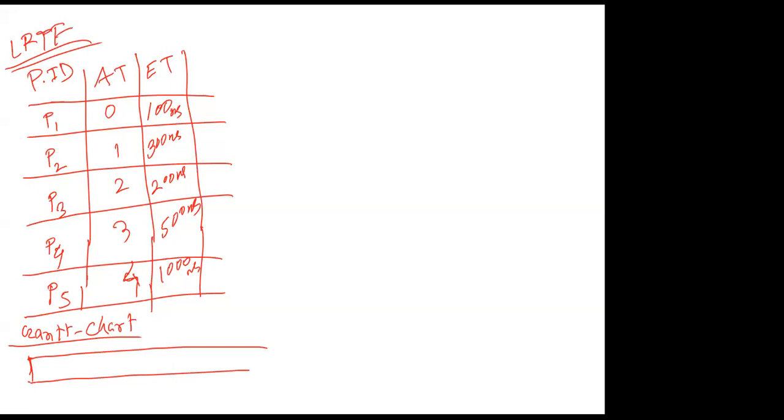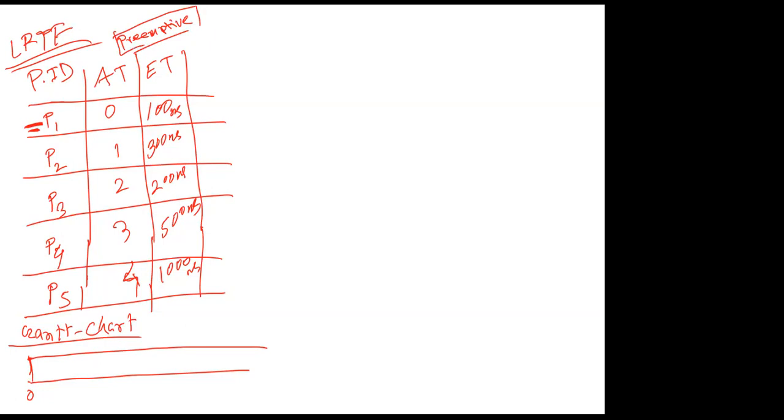At time unit 0, or we can say at 0 nanoseconds, how many processes are inside the RAM? Only one process, P1. Also keep in mind that LRTF is a preemptive scheduling algorithm. It can forcefully stop a process.